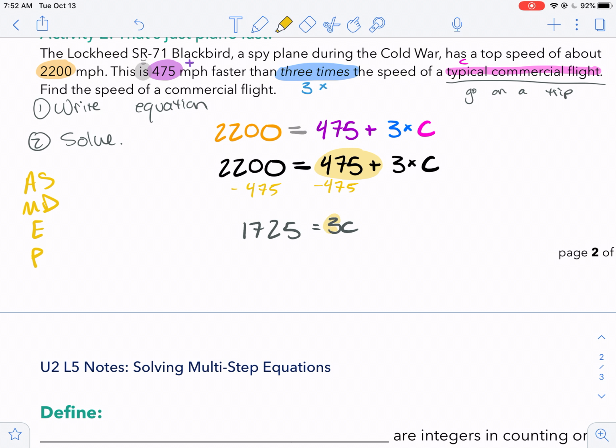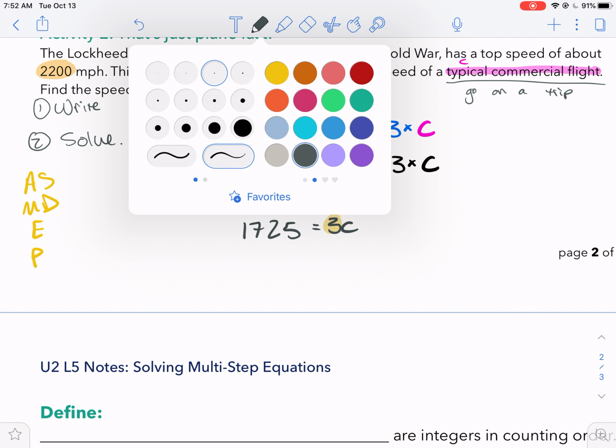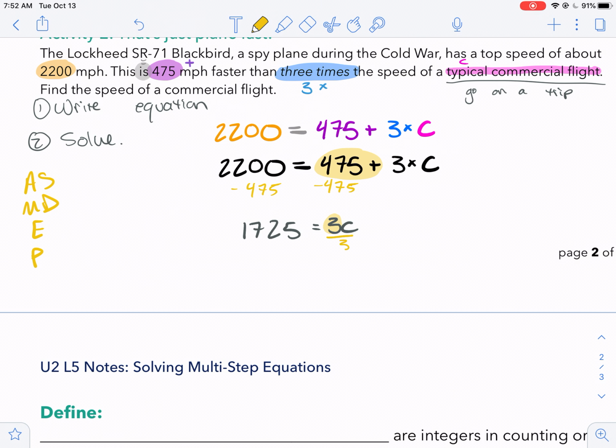Next, we have 3 times C. So to undo 3 times C, we're going to divide by 3 on both sides. And that gives us, here the 3's cancel out, so we have just C. That's 575 miles per hour.